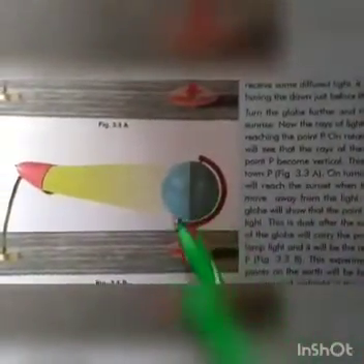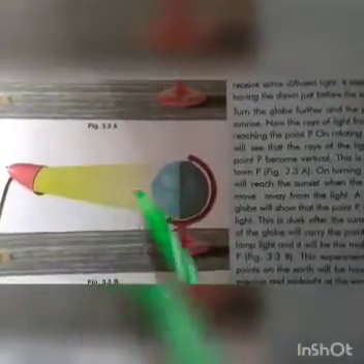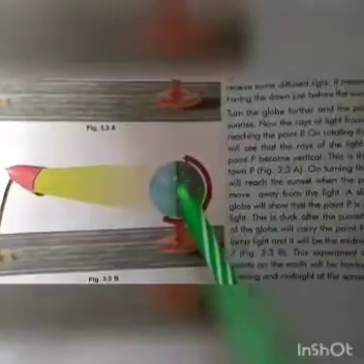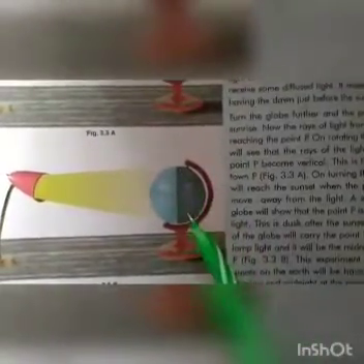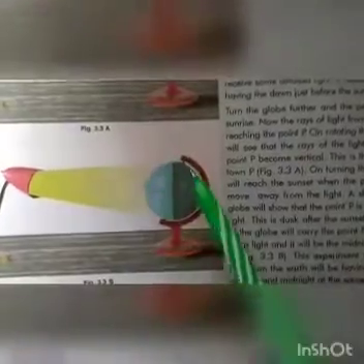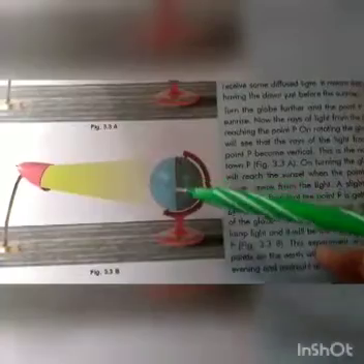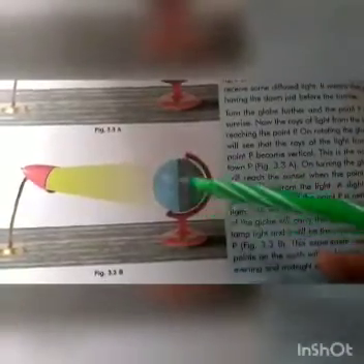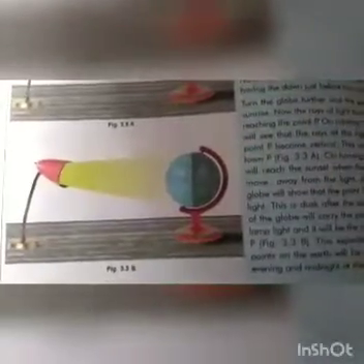And this occurs because this half of the earth is exposed to the sunlight, but the back half is not exposed to the sunlight. It is far away from the sunlight, right? So there forms a circle, a line, and that circle is known as the circle of illumination.